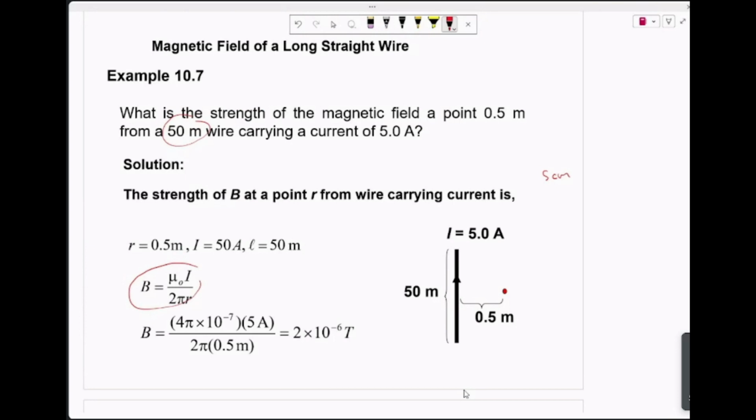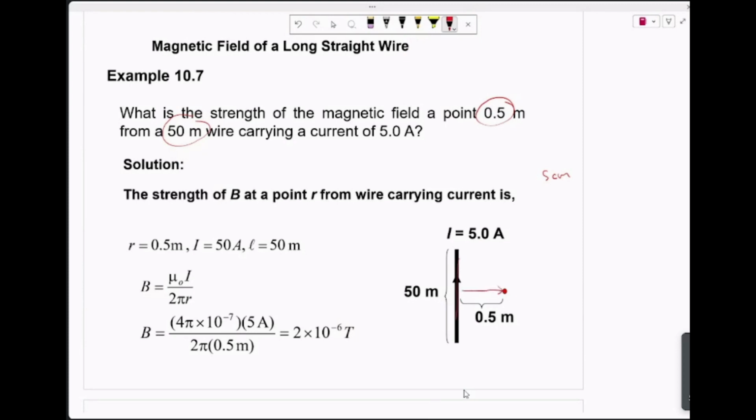And usually this equation is only valid if the wire is long enough. The approximation will be more accurate the longer the wire is. If not, it won't be that accurate. Okay, so coming back to here, what is the strength at a point of 0.5 from the wire? So that distance means that this is a wire, that will be the distance.